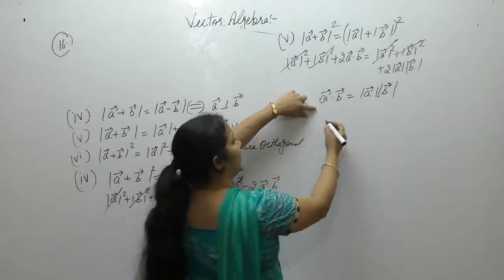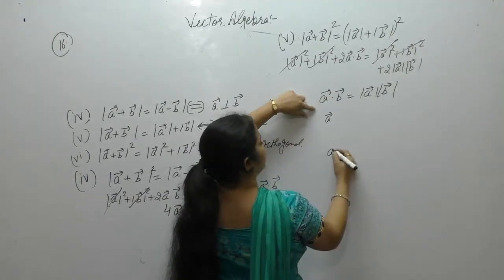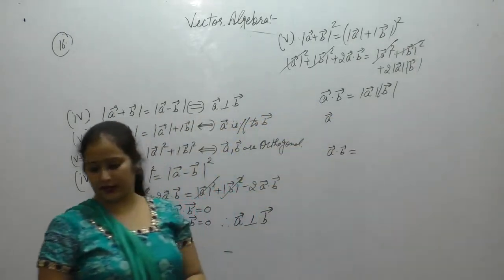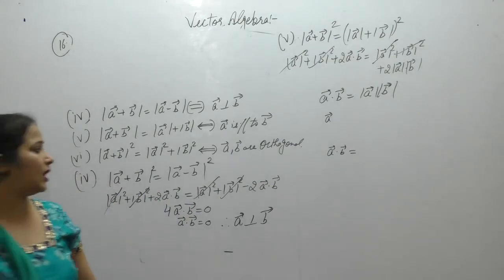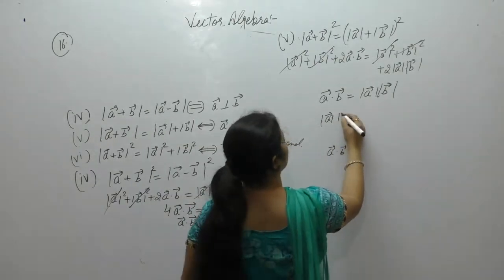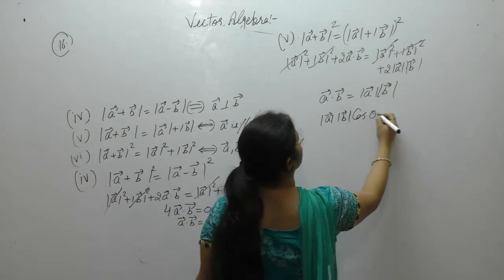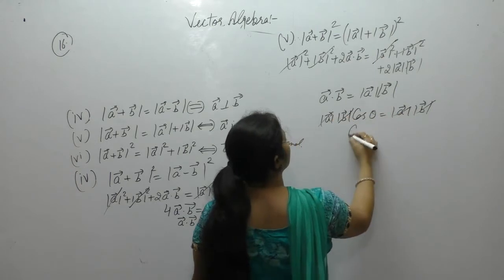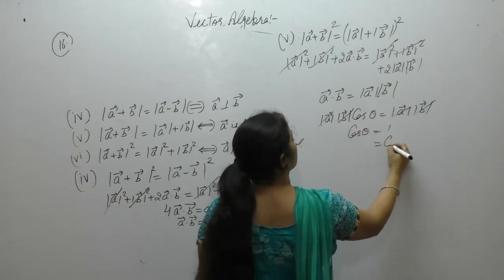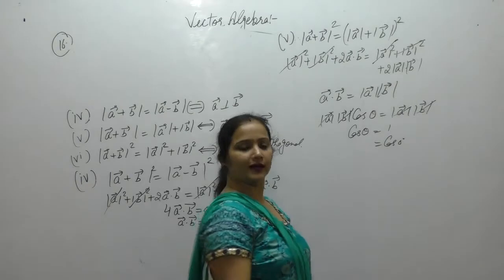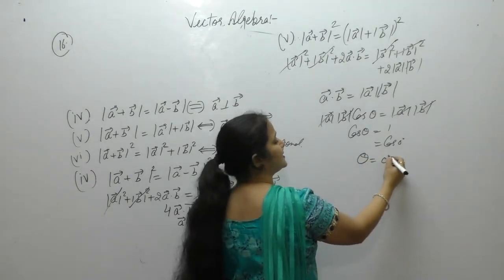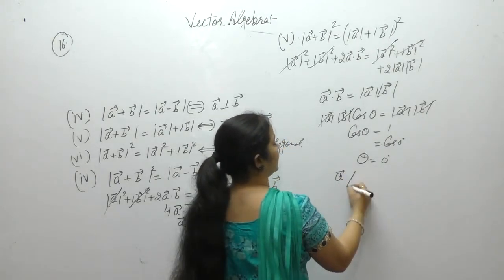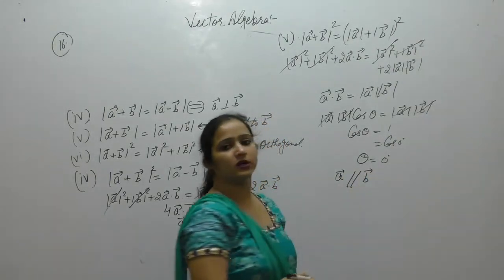Now we know that A dot B is, what is the value of A dot B? Modulus A, modulus B, cos of theta. Modulus A, modulus B will get cancelled. So cos theta is 1. Cos 0 degree has value 1. Therefore theta is 0. If the angle between two vectors is 0, therefore A vector is parallel to B vector.